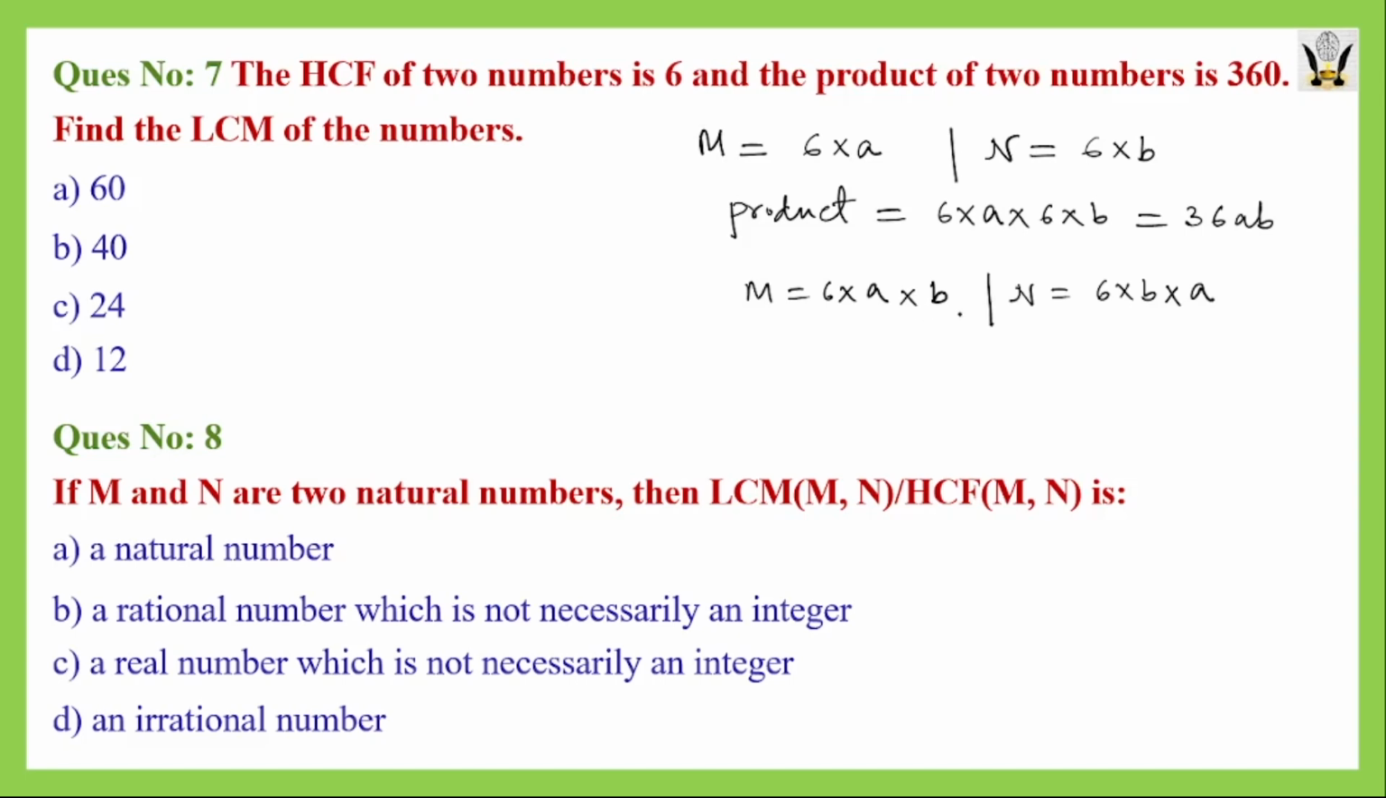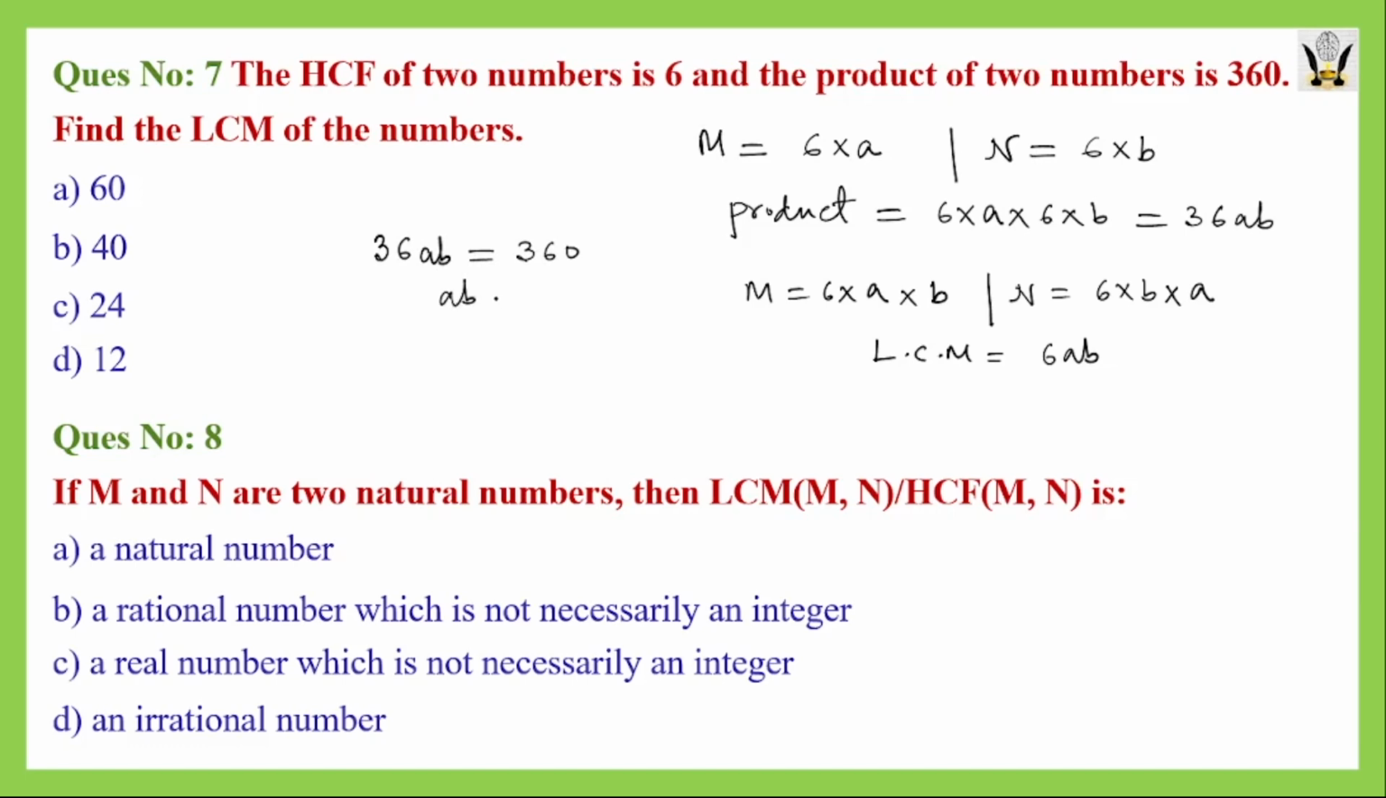Now if we look at these two numbers or product, then we have all the common factors, and this is actually the least common multiple of the given numbers m and n. So here the LCM of these two numbers will be 6ab. Now what is the product value given? It is 36ab that we have found, and that is equal to 360.